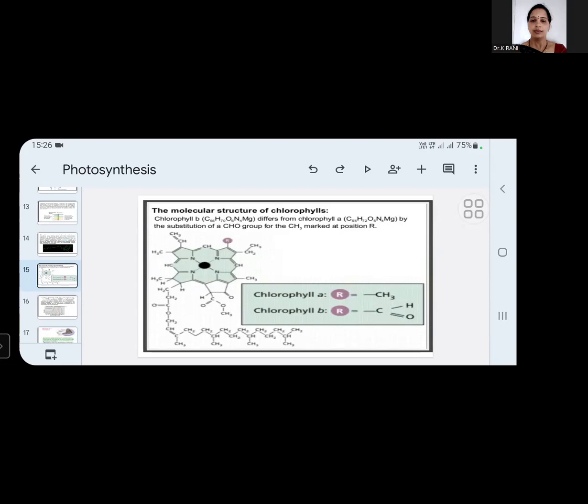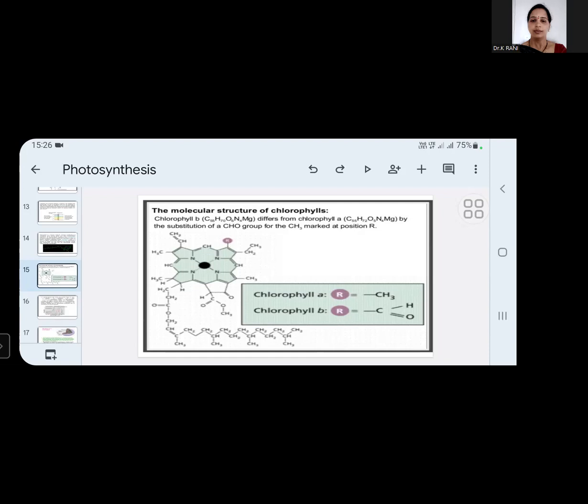In the chromatogram, chlorophyll A looks bright or blue green in color. Chlorophyll A is blue green. Chlorophyll B is yellow green in color. Xanthophylls are yellow in color. Carotenoids are yellow to yellowish orange in color.